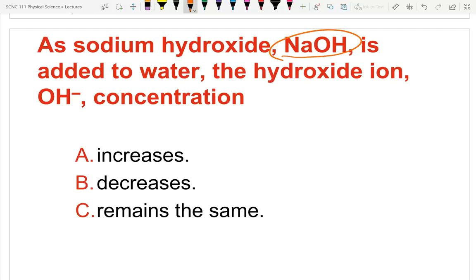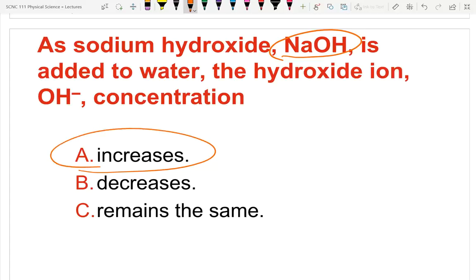NaOH. If you put NaOH in water, it's going to separate. And what's going to go up? The concentration of hydroxide or the concentration of hydronium if Na and OH separate? If I have water by itself, it's going to have an OH concentration of 10 to the -7. And I put NaOH in so that Na and OH separate. What's going to happen to the concentration of OH? It's going to increase.